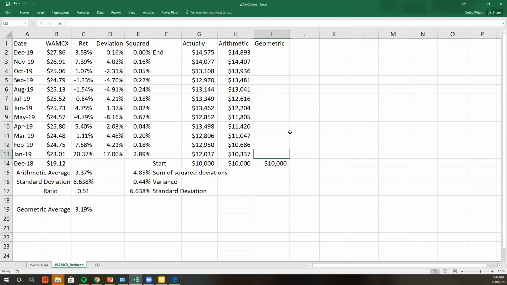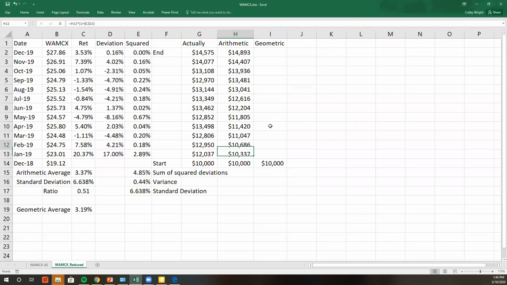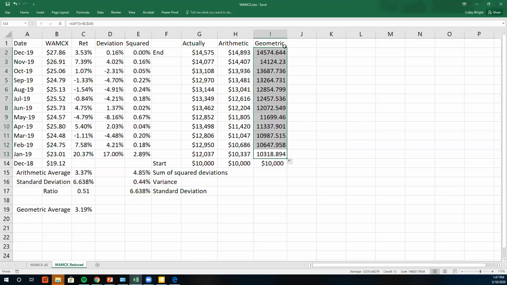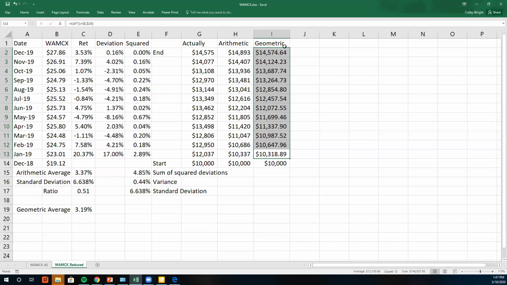Okay, so again, we're going to do the same experiment. So I'm starting with $10,000. I'm going to grow it each month, but this time instead of growing it at the arithmetic average return, which we know gets to the wrong outcome, I'm going to grow it by the geometric average. So I'm going to take my starting value, multiply it by 1 plus my geometric average return. I'm going to lock that in. I'm going to walk this all the way up. So that's just me growing my money at 3.19% every month. Okay. I'm going to turn that into a dollar.